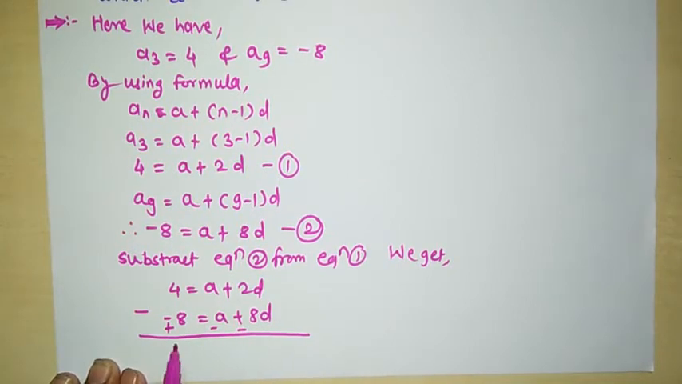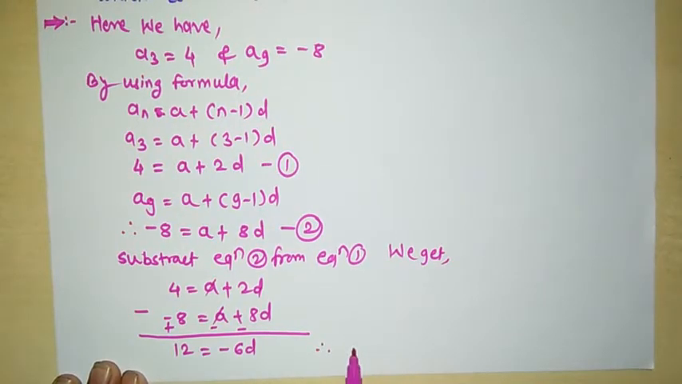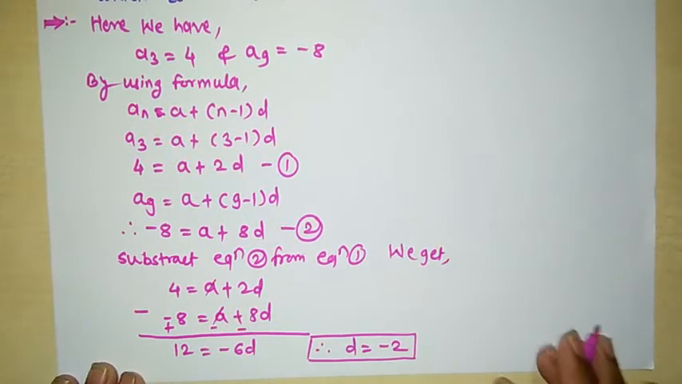4 plus 8, which is equal to 12. a minus a will get cancelled. 2d minus 8d is equal to minus 6d. Therefore d is equal to how much? Send this minus 6 towards the left hand side, it will become 12 by minus 6. 12 by minus 6 is nothing but minus 2. So we got d is equal to minus 2.